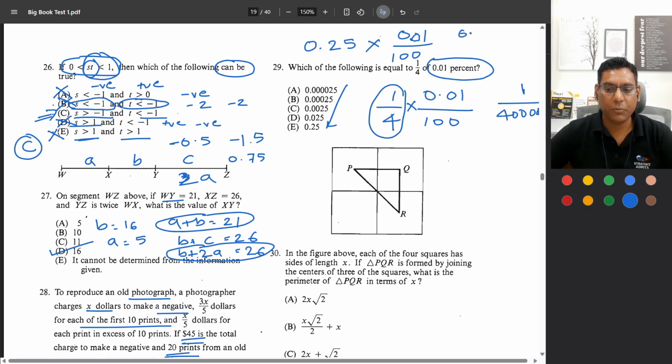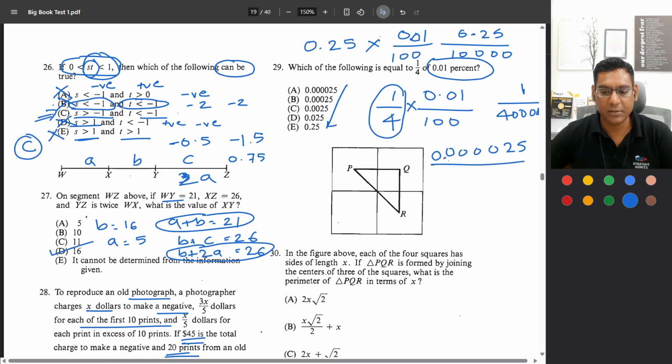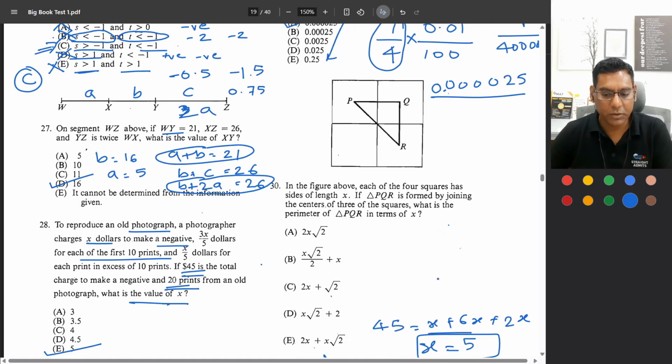That means 0.25 divided by 100. So this decimal point I have to move 4 places to the left. So that means 2, 5, then 1, 2, 3, 4 places, decimal point and then 0. So this is the answer. 1, 2, 3, 4, 25. Answer A. Alright.